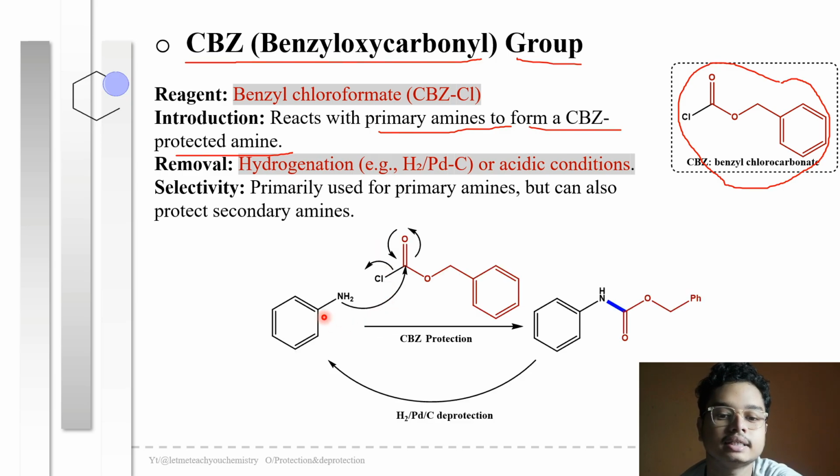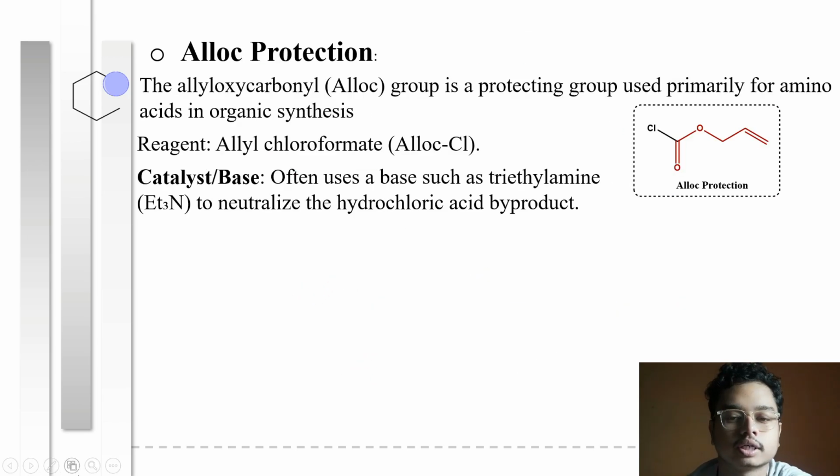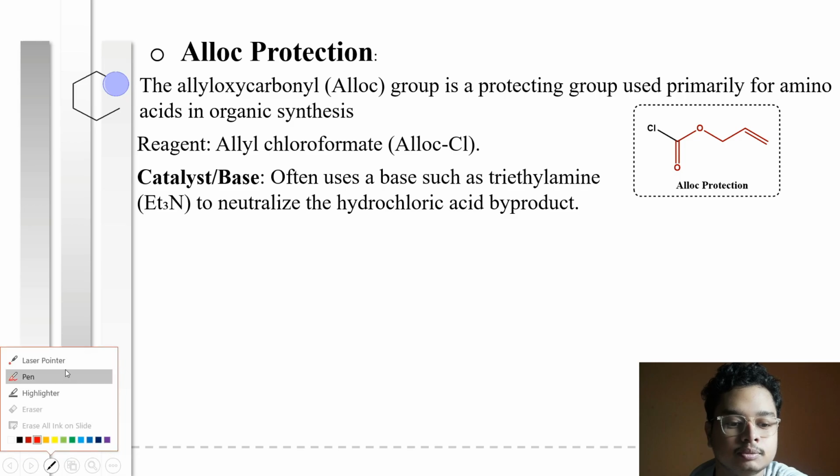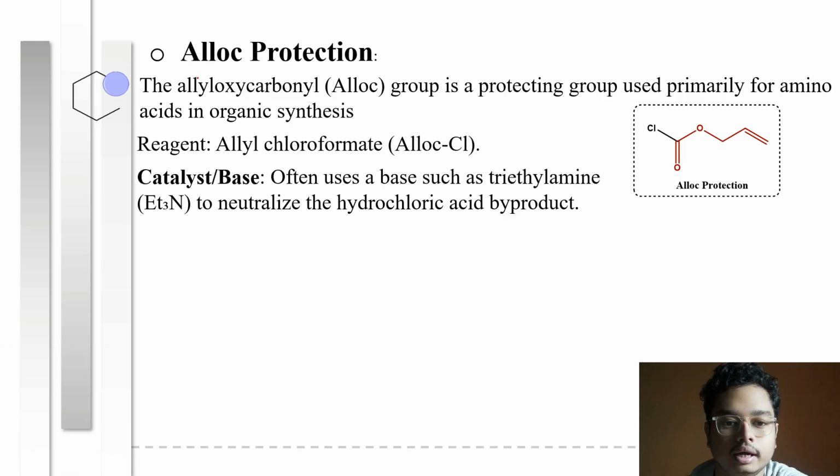Okay, so the mechanism is similar to the Boc protection. The lone pair of the amine attacks here, and this particular bond goes up and then down to remove the chlorine part, generating the NH-CBZ group. This part is the CBZ part, and after hydrogen, palladium on charcoal deprotection, we return our desired primary amine compound. Okay, so now we begin our next protection strategy, that is the alloc protection.